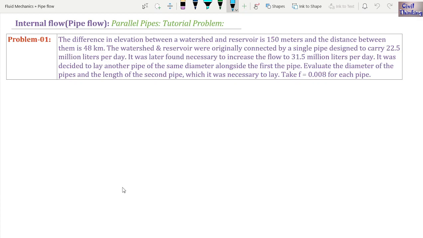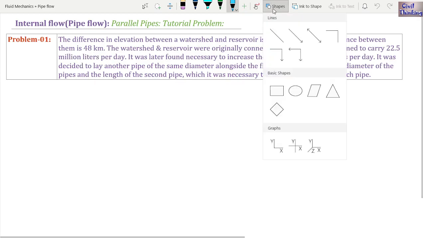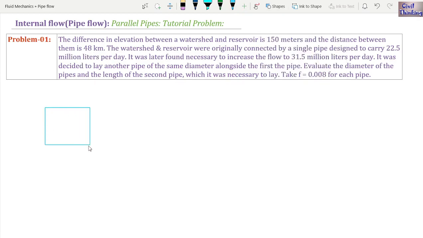Now coming to the problem, the difference in elevation between a watershed and a reservoir is 150 meters and the distance between them is 48 kilometers. Now what is it saying? Let us say this is a watershed, for example. Let us say this is a reservoir. Now let us keep them open to the atmosphere like this. Now the difference in elevation between the watershed and the reservoir is 150 meters.